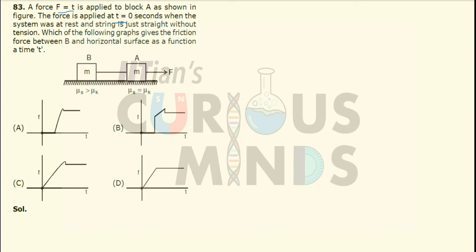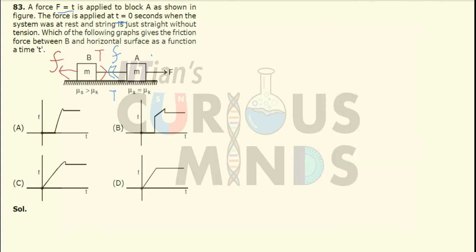This is the F force. There will be a friction force which acts in the opposite direction. The body will slide towards the right, so the resultant will be in the right direction. There will be a tension force in this direction, so there are two forces which act backward. This is for block A. If I write for block B, there is only tension acting in the forward direction and a friction force acting in the backward direction.